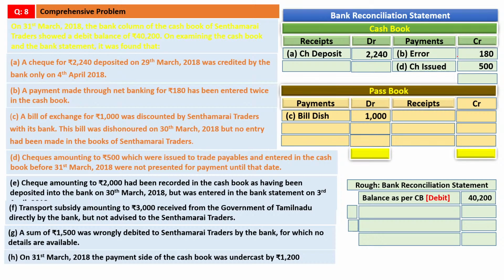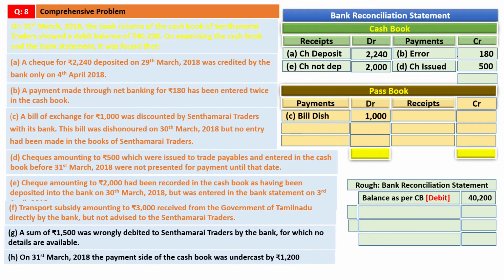E. A check amounting to rupees 2,000 had been recorded in the cash book as having been deposited into the bank on 30th March 2018, but was entered in the bank statement on 3rd April. So we have assumed that it is deposited on 30th March. So it is recorded in the receipt side. Right, but the banker posted that only on 3rd April, the next month. So as on 31st March, it's not matching.